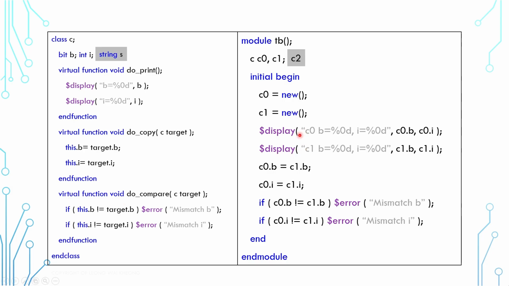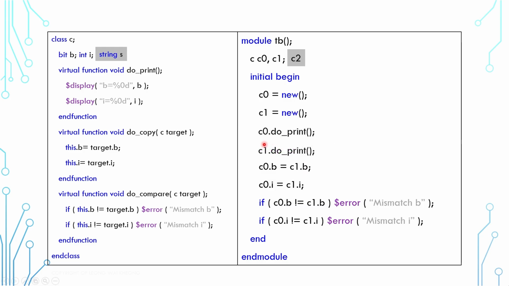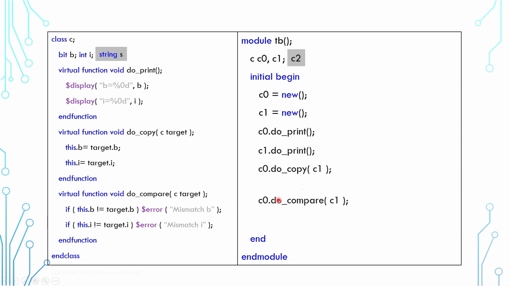Now we can replace this code here with functions called from the class. We can call doPrint to print the value of b and i in the class object. We can call doCopy to copy values of b and i from C1 to C0. And we can call doCompare to compare the value between C0 and C1. It's obvious that with the functions, this code is more maintainable and much easier to understand.